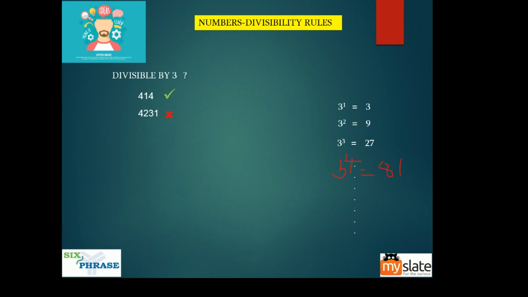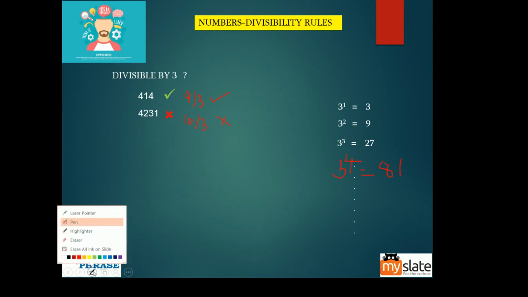Now 4, 1, 4. What you do is add all the digits. What is 4 plus 1 plus 4? You get 9, right? Now, is this number divisible by 3? Yes. So this whole number is divisible by 3. Now add all the digits here. 4 plus 2 is 6. 6 plus 3 is 9. 9 plus 1 is 10. Is 10 divisible by 3? Obviously, it is not divisible by 3. So this whole number is not divisible by 3. Guys, this is very simple.